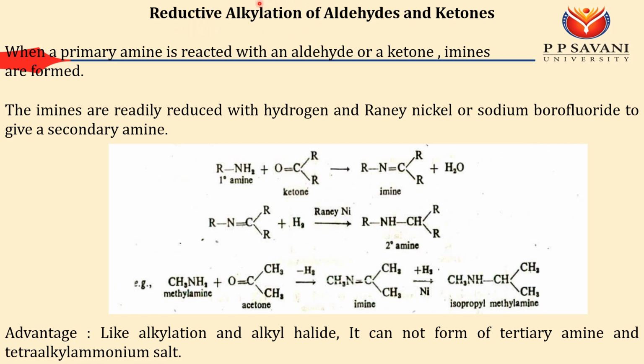Then reductive alkylation of aldehydes and ketones. This is also very simple. You react the primary amine with a ketone, a water molecule is eliminated, and this is directly attached and produces the imine. Then, as you need a secondary amine as your product, you have to break this bond. You do reduction in the presence of nickel, and you will get your secondary amine.